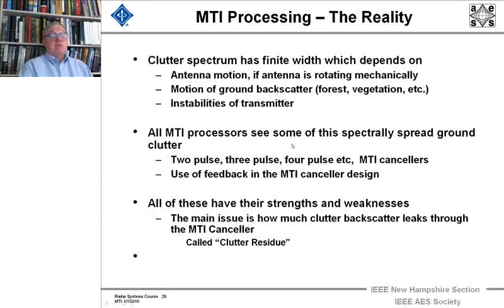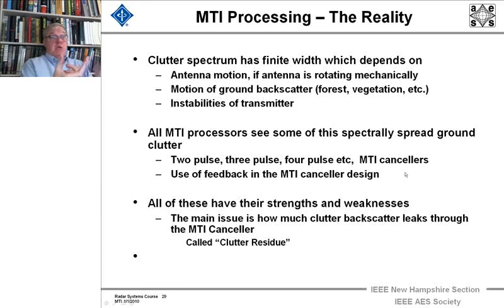And all MTI processes see some clutter spectral width, and you saw some of that in the ground clutter. There was like a spike, and then there was this breadth, and that was maybe in the range cell, an object that didn't physically move, but moving trees also. All of these have their strengths and weaknesses, these different kinds of MTI processors. The different kinds I haven't mentioned yet. There are 2-pulse, 3-pulse, 4-pulse cancellers.